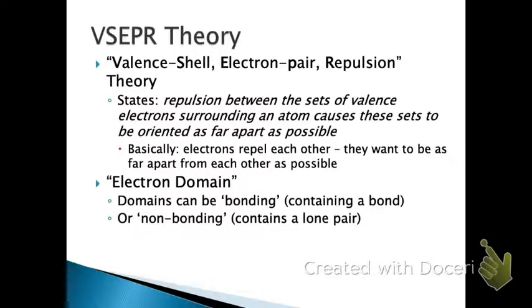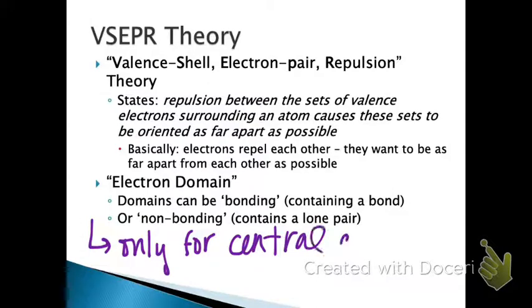Okay, and you'll have to be able to identify how many bonding domains and non-bonding domains we have. When we talk about bonding domains, we're really only looking at the central atom. We don't care how many lone pairs an outer atom has, right? The central atom and its orientation of electrons determines the shape. Okay, that's really important. So maybe put that down here under electron domains, only for central atom.